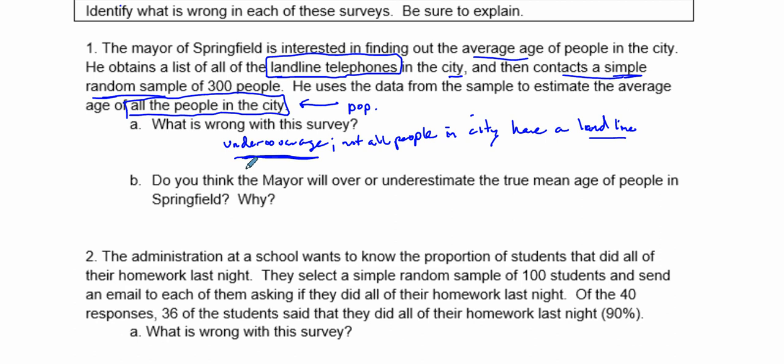Or their sample, I should say. Do you think that the mirror would have an over or underestimate of the true mean age of the people? Chances are it would probably be an overestimate. I'm guessing an overestimate. The reason why is because older individuals usually have landlines. And that's what we know. And I would probably say that is true, using a little common sense there.